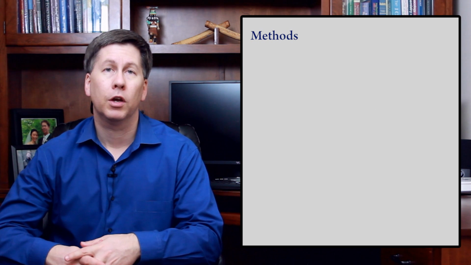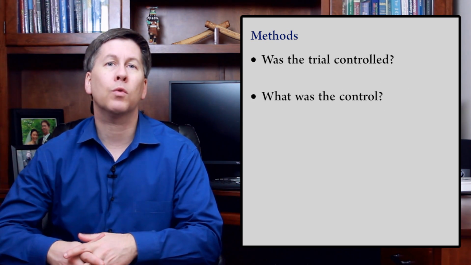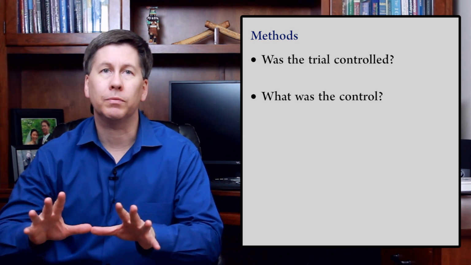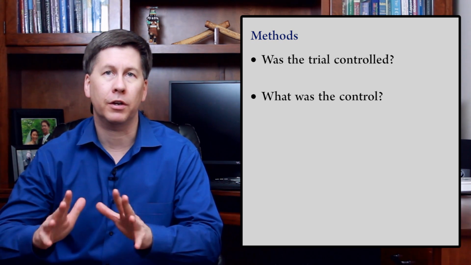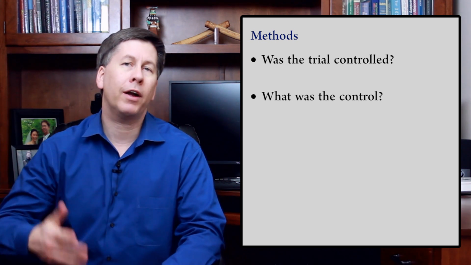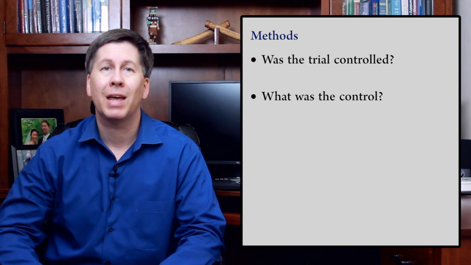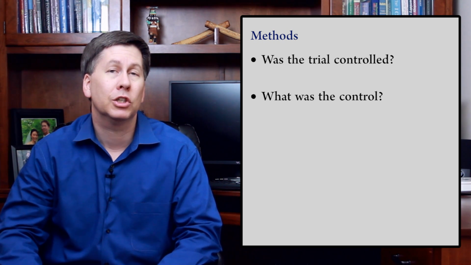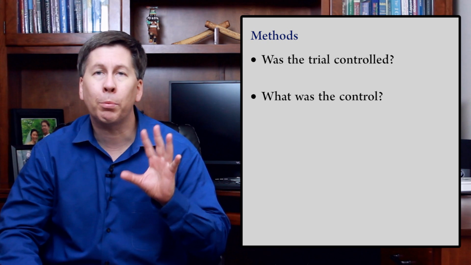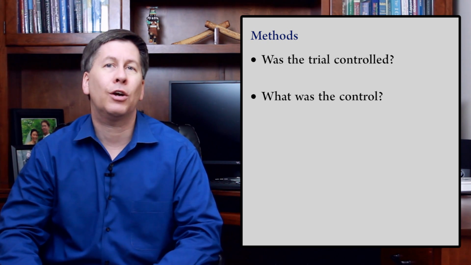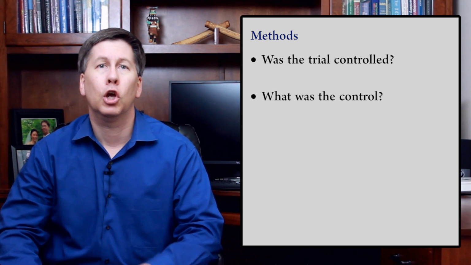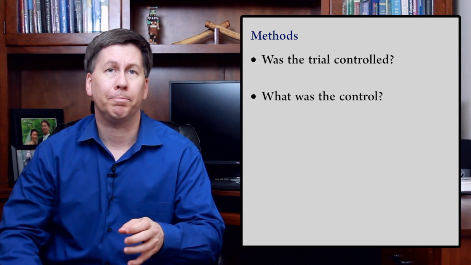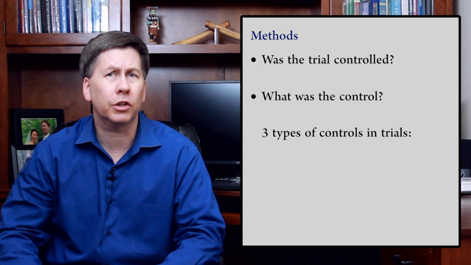Question 4. Was the trial controlled, and what was the control? So first, any trial that lacks a control is going to have very limited validity. If every patient in the trial receives the study intervention, how could one ever conclude that the intervention was beneficial or not? So if there's no control, you probably want to stop right there and go look for another paper. But just because there is a control doesn't mean it's an appropriate one. There are 3 types of controls in clinical trials.